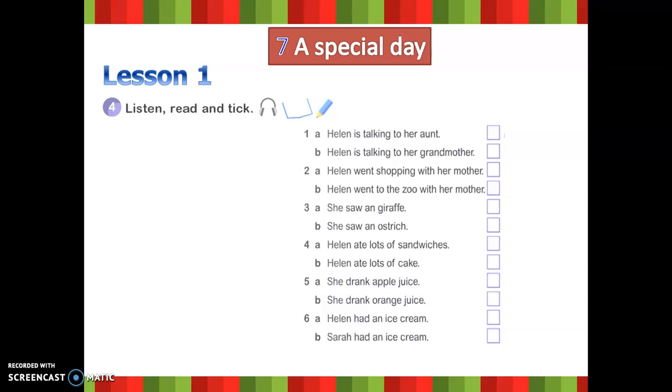Number one. Helen is talking to her aunt. Helen went where? To the zoo. She saw an ostrich. Helen ate lots of sandwiches. She drank what? Apple or orange juice? Orange juice. Helen had what? An ice cream.